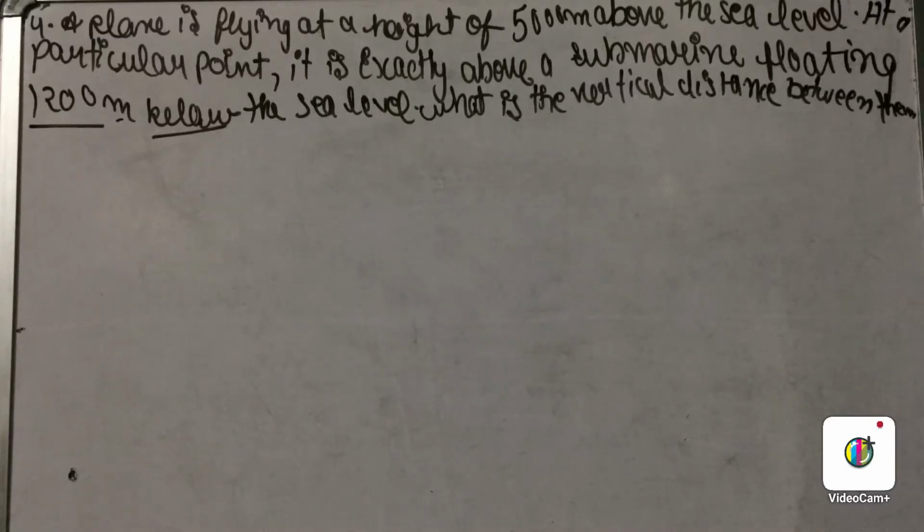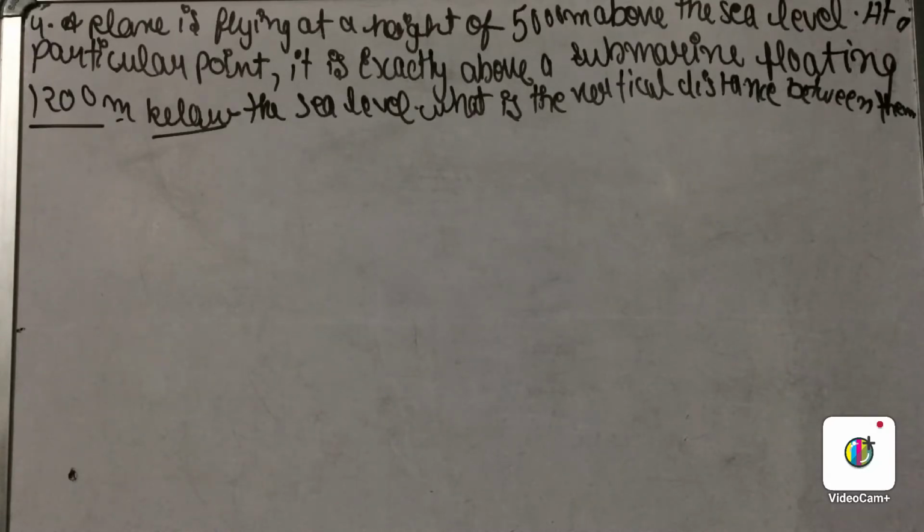So now moving to our question number 4. A plane is flying at a height of 5000 meter above the sea level at a particular point. It is exactly above a submarine floating 1200 meter below the sea level. What is the vertical distance between them? So what is here: a plane is flying at a height of 5000 meter above the sea level.